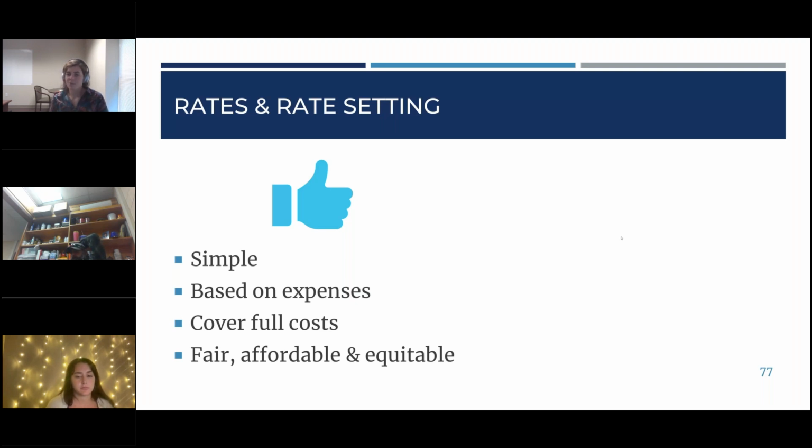And then also making sure you're thinking about your rates in terms of whether or not they're fair, right? Do they treat customers appropriately? Do they charge customers appropriately? Are they affordable? Again, this is based on your customer base, based on the folks that you know that live in your community and are connected to your system. Is it affordable for them? And is it equitable?